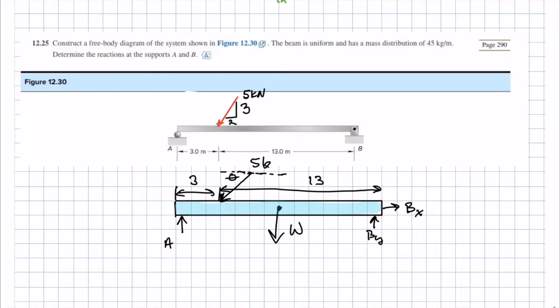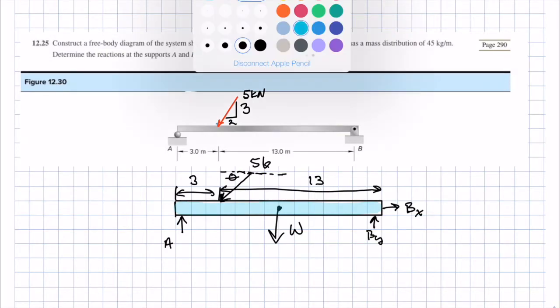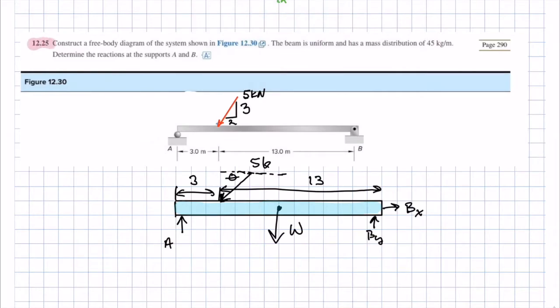Okay, this review problem is like 12.25 from the homework set. The difference is that I changed the direction and the angle of this force. I think the other one was coming at 45 degrees, slanted the other way. So with that change, let's go ahead and solve this problem.